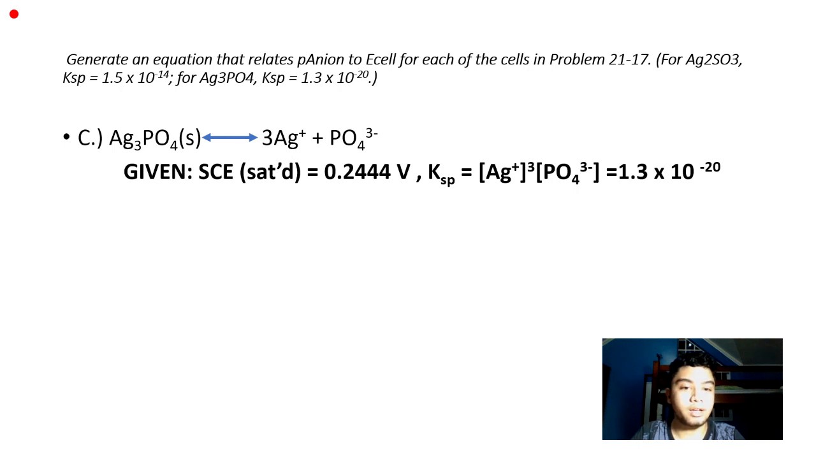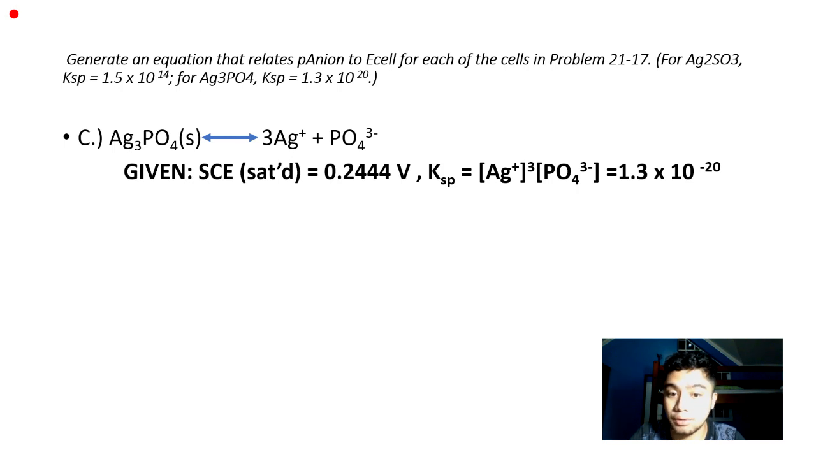now that is finding for the Ag3PO4, the PO4 negative, which is the anion, if you remember correctly. So we are going to transform that once again to an equation. So Ag3PO4 solid yields 3Ag plus PO4 3 negative. So the given, the SCE saturated, is equal to 0.2444 volts, and the KSP is equal to 1.3 times 10 to the negative 20.